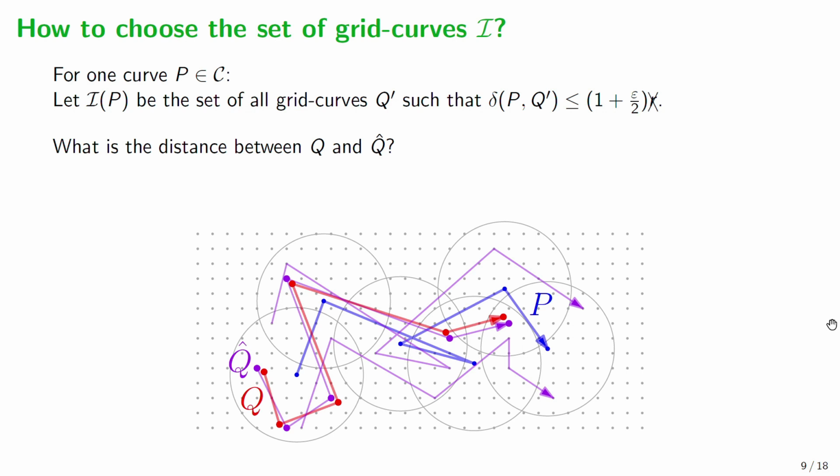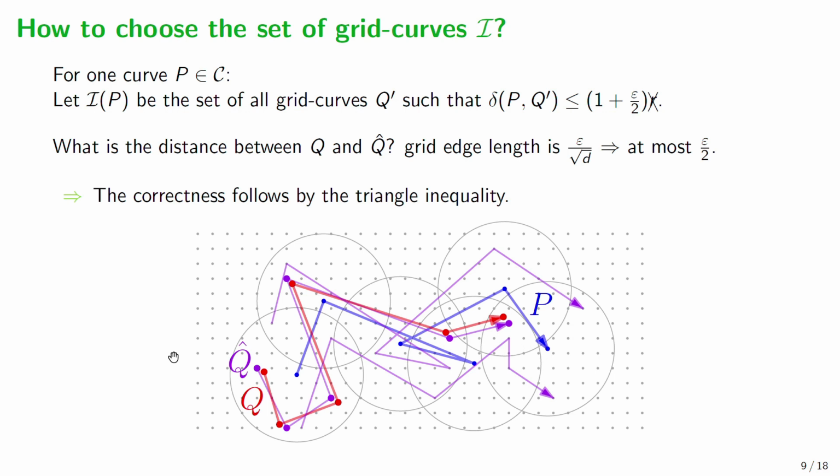For a query curve Q, what will be the distance between Q and the rounded curve Q hat? Since the length of the grid edges is epsilon over square root d, we get that the distance between a point of Q and its closest grid point is at most epsilon over 2. That means that under the discrete Fréchet distance, which is the maximum over all pairs in an alignment, the distance between Q and Q hat is at most epsilon over 2, because we can just match each point to the closest grid point.